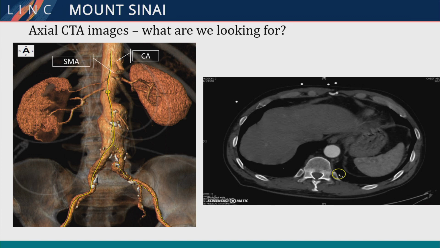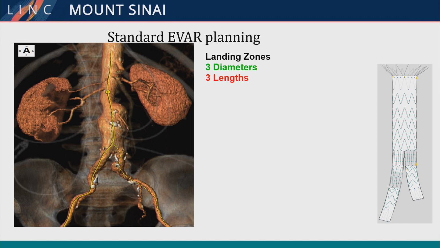There are a lot of things that need to be noted. The location of all your visceral vessels, location of any renals, accessory renals, lowest renal, the IMA, whether it's patent or not, if it's large. I often will consider embolizing if it's large. The size of the aortic bifurcation, your iliac bifurcation, and then determining diameters and lengths.